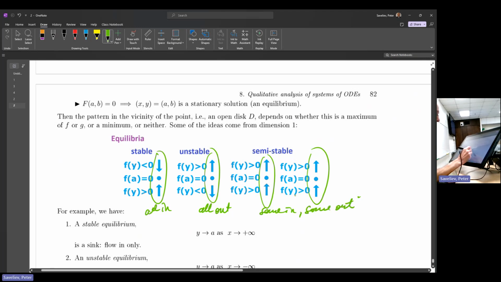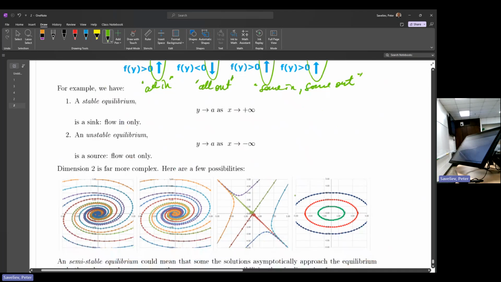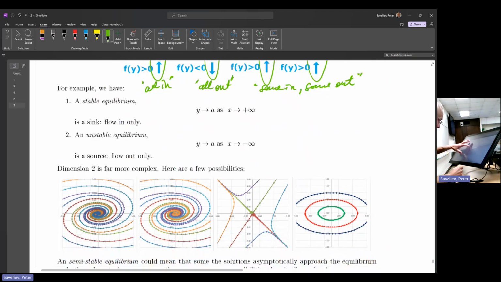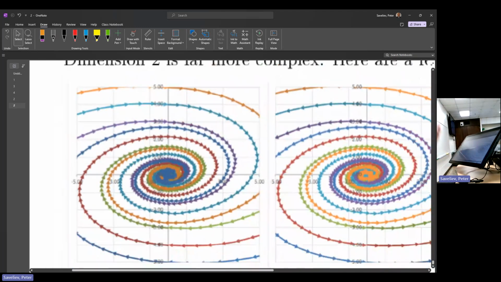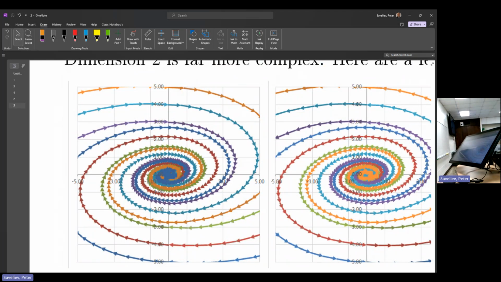If you take these descriptions, you can translate them into dimension 2, and we're still going to be using them. These are a few pictures right here. You can tell which one is which. By the way, these are also done with Excel. If you look carefully, you can actually recognize the arrows. So what kind of equilibrium? It is an equilibrium. In the middle there is a stationary point, and there is a spiral.